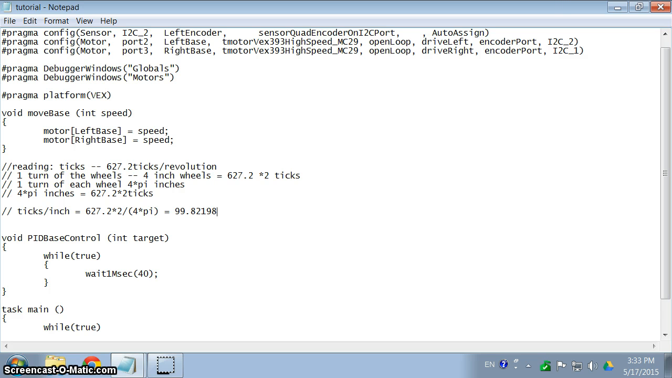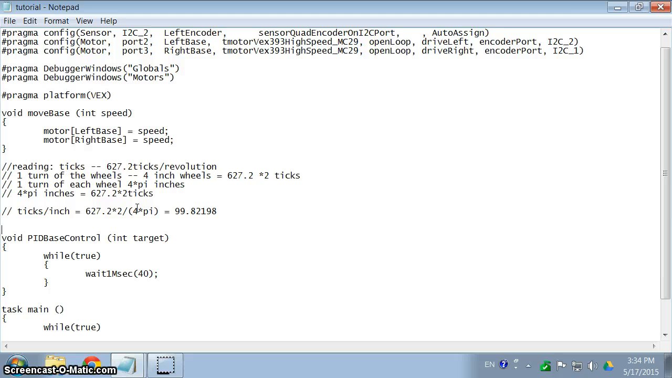So essentially, what we just calculated is that for every 1 inch, your robot moves with an omni wheel, with IMEs, with the measurement being the 2 IMEs added on both sides, with 4-inch wheels with high torque gearing. For every inch the robot moves, the reading of the encoder is 99.82198, which is basically the same thing as 100, but in terms of absolute accuracy, we are going to keep the value as this.